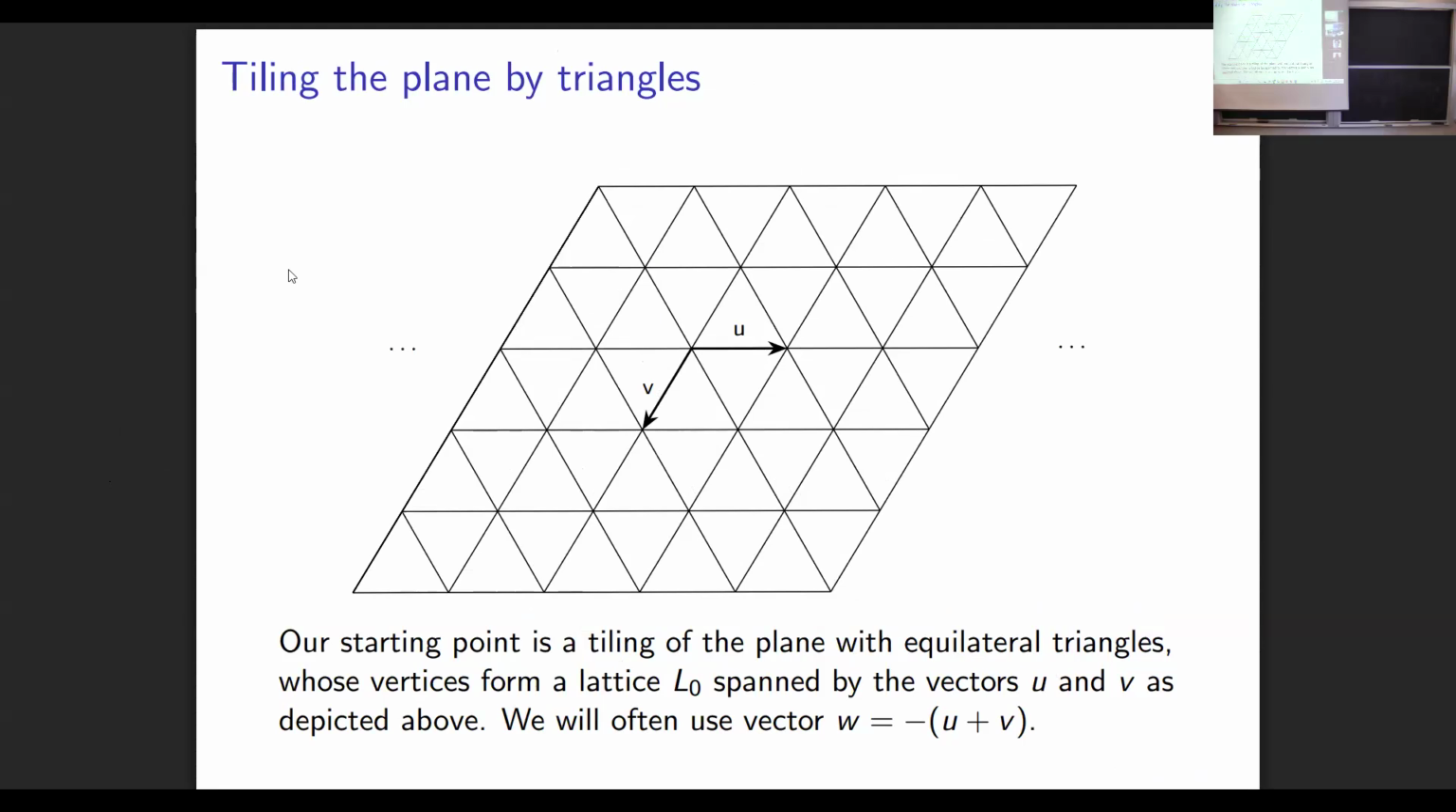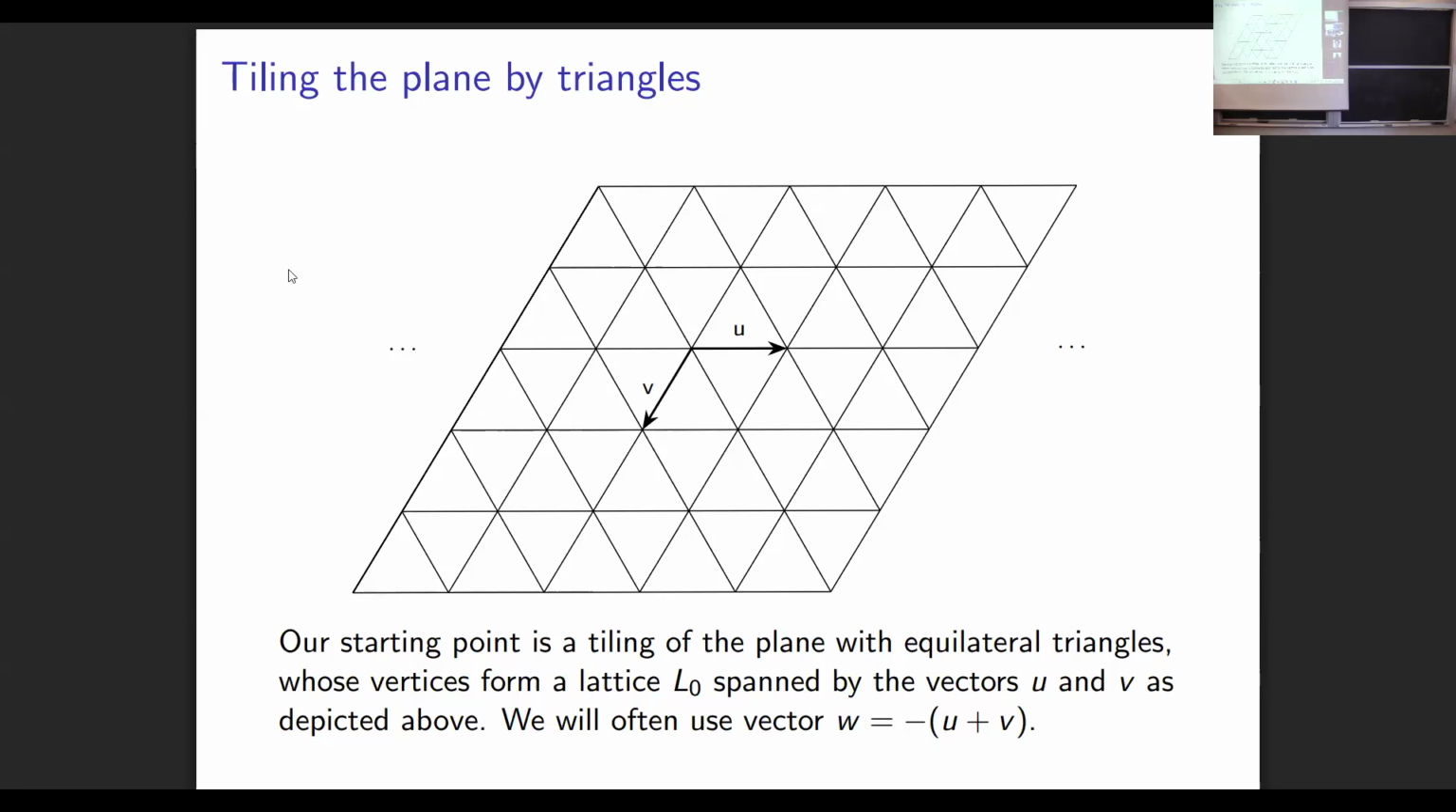Anyway, so the starting point is this infinite triangular grid. And well, the vertices of this grid form a lattice, L0, which is isomorphic to Z2. We're going to say that this lattice is spanned by vectors U and V, just like there. I also drew these other vectors, which I call W, to make it a triangular grid, not a parallelogram grid.